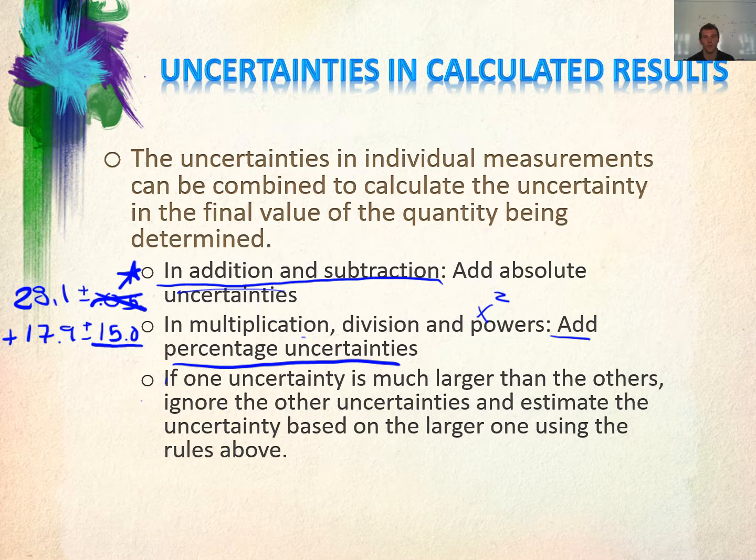So for example, if I'm going to do this one, and I've got 28.1 plus or minus 0.05, and I'm going to add that to 17.9 plus or minus 15.0. This uncertainty is so much bigger than the other one, you can ignore it.